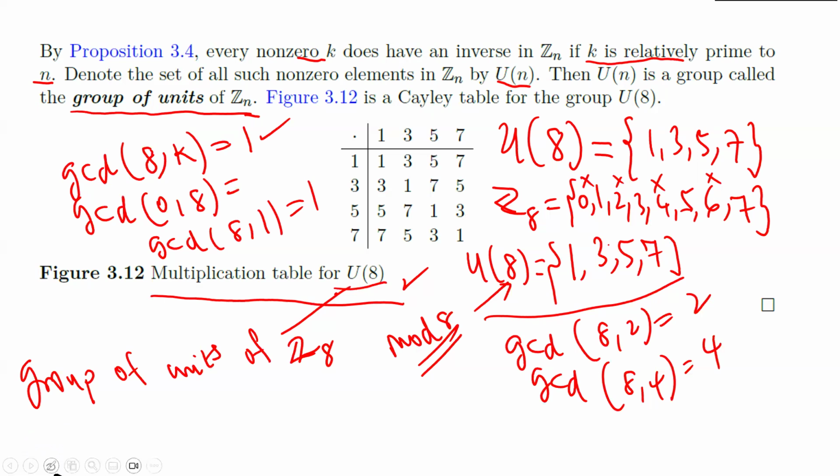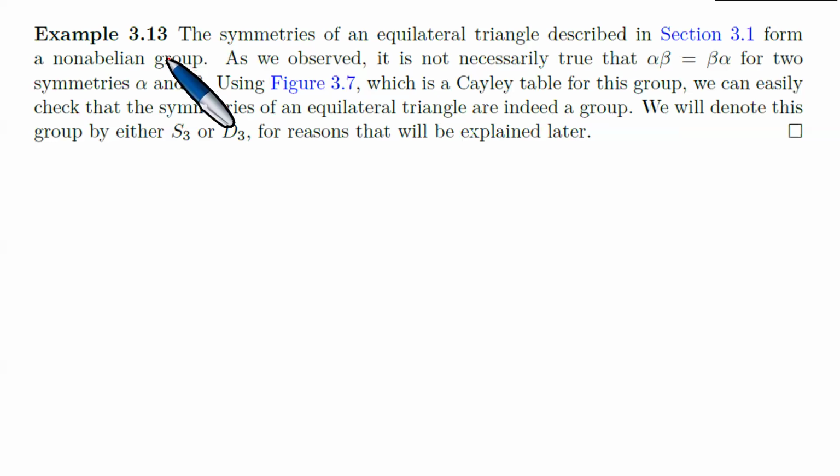Okay. We're going to discuss this example here. Let's discuss the symmetries of an equilateral triangle described in section 3.1. So we are saying that the symmetries of an equilateral triangle form a non-abelian group. As we observed, it is not necessarily true that alpha beta for the triangle is the same as beta alpha for two symmetries, alpha and beta.